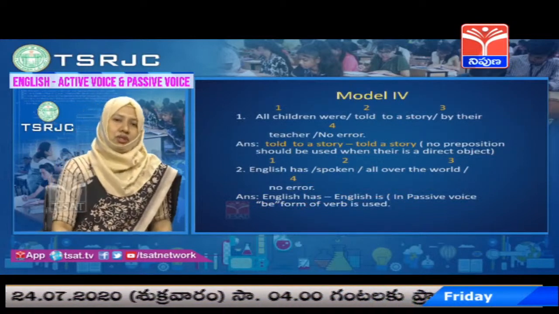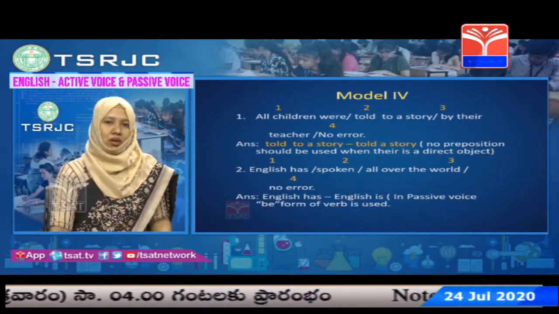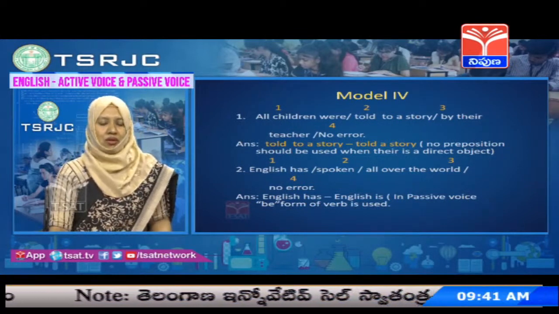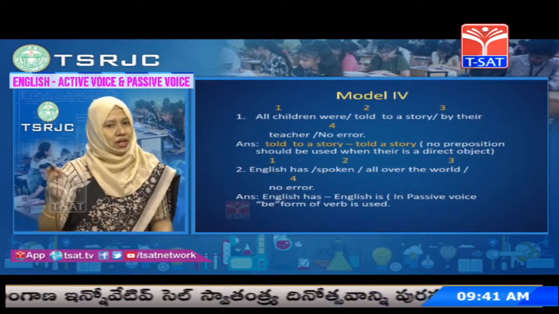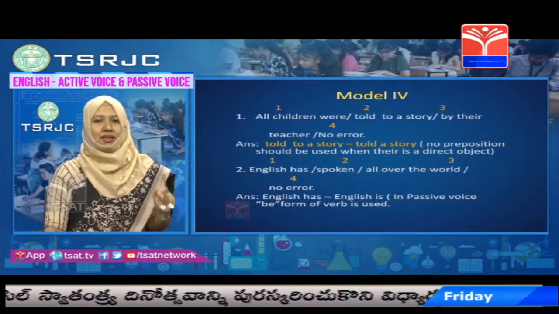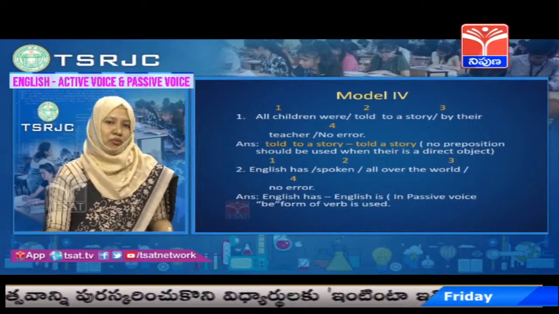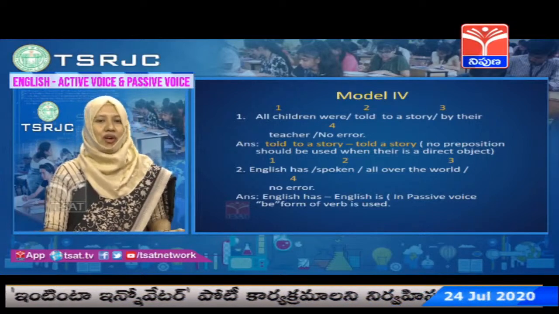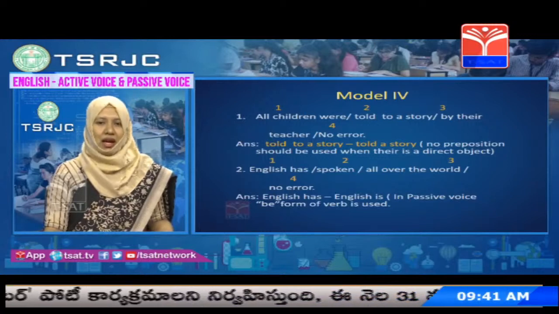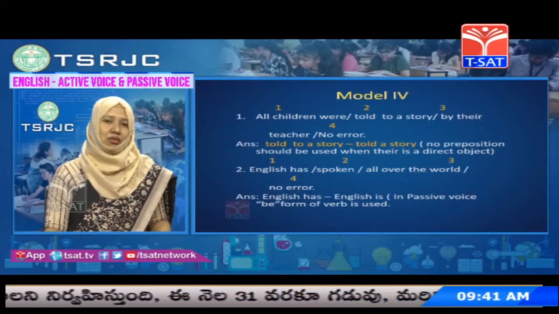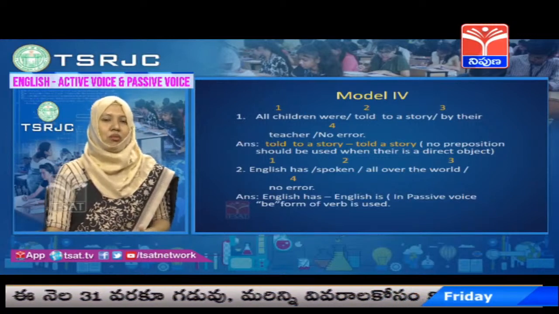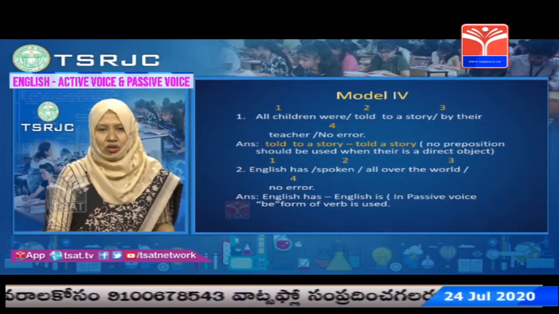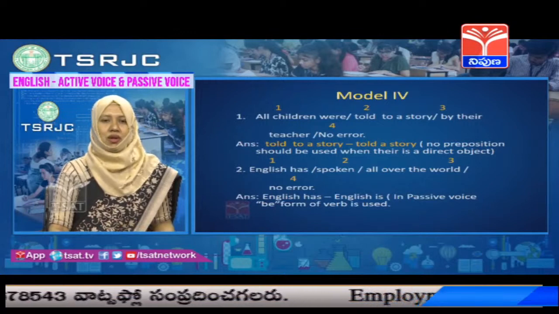Next kind of questions which you get in your exam. You get a sentence which is divided into 4 parts and there is an error in any of the parts. There can be an error, there cannot be an error. So you have to identify whether the sentence is in passive voice. If it is in passive voice, whether the verb form, subject, verb, object are correct or not. Let us try to solve this kind of questions.